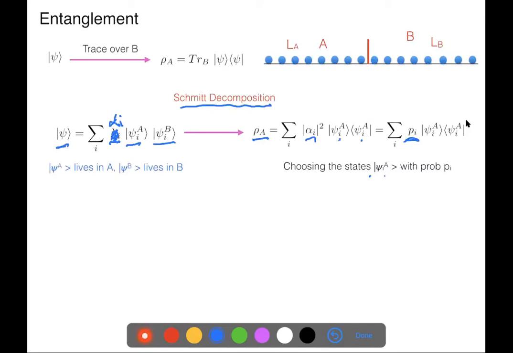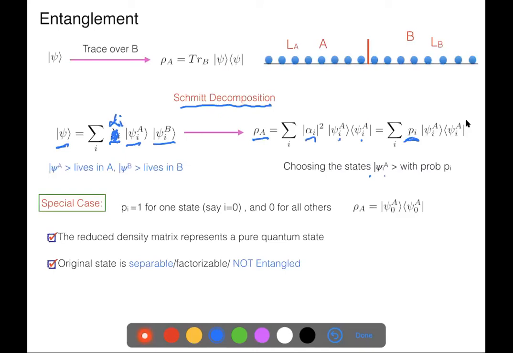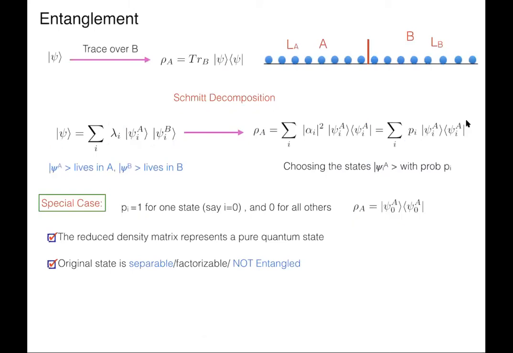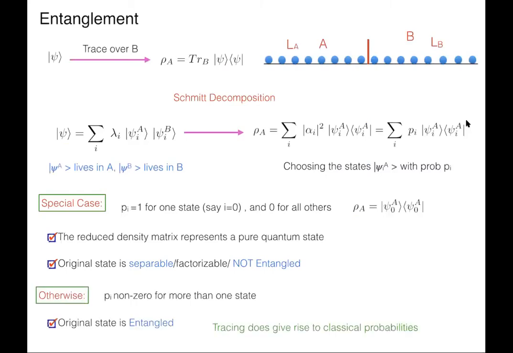Now, however, you can ask what are the p_i I am getting for a particular state. If p_1 is 1 for one state and 0 for all other states, which means rho_A is essentially a pure quantum state, then the original state is called separable or factorizable, and this is not entangled. Entanglement is when you do this tracing and end up with more than one p_i which is finite. Then you will say the original state is entangled, and the tracing leads to classical probabilities.